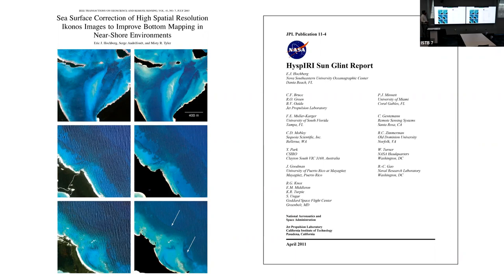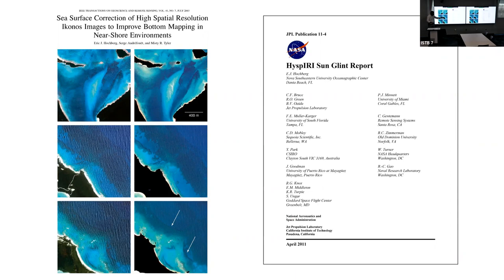I've gotten to the good stuff. So I'm talking way too much. This is of minor interest. It's about glint on the sea surface and how you can remove it and see more clearly through the water, left, right. I'll skip it.